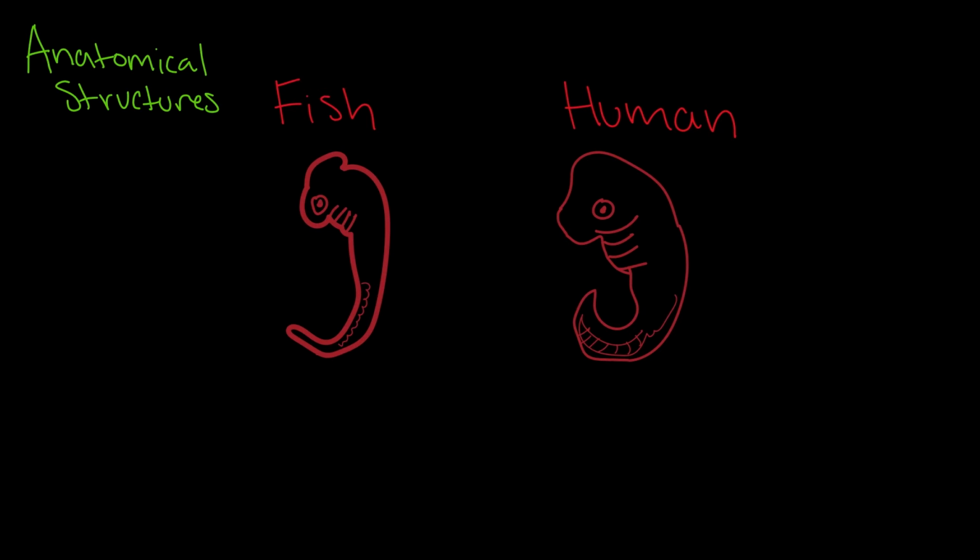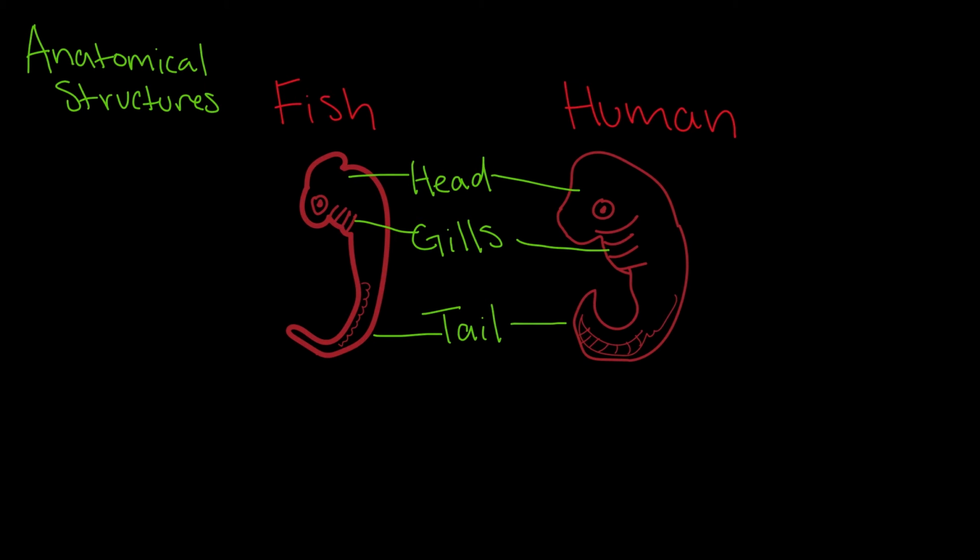We can also observe homologous features during embryonic development. Here we see similarity in structures during development of a fish and a human embryo that are not visible later in life. Both embryos have a head, gill slits, and a tail. These homologous features are indicators of common ancestry.